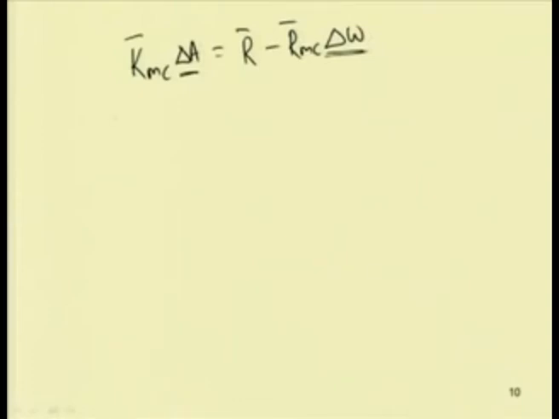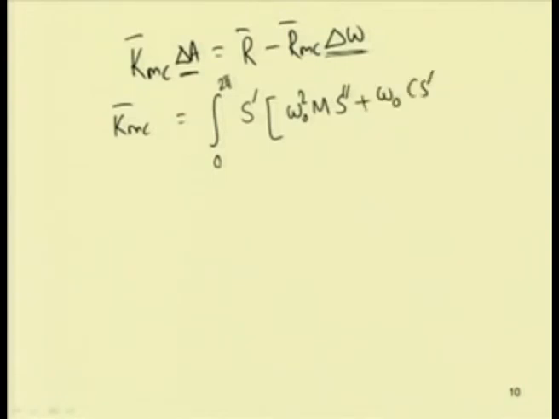Where this k m c bar can be written as follows. We are applying the Galerkin method over a cycle, so this is 0 to 2 pi. This will be equal to the integral of S transpose into omega 0 square m s double dash plus omega 0 c s dash plus k plus 3 k 3 into s, d tau, using the Galerkin method over the cycle.